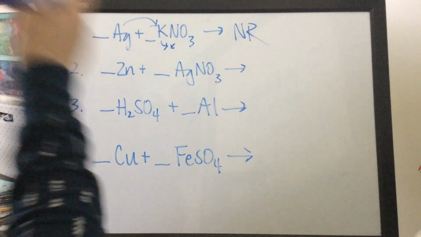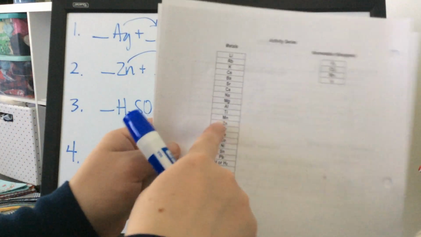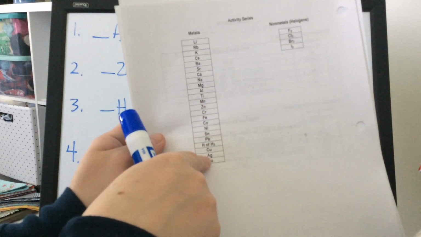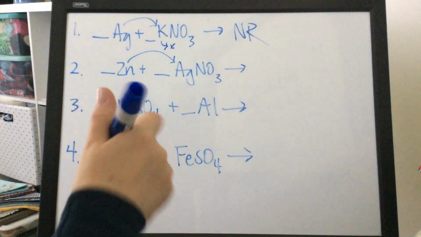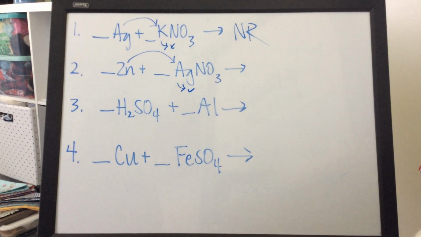Number 2, zinc kicking out silver, right? Remember, metals kick out metals. So can zinc kick out silver? I don't know. Let's go to the chart. Can zinc, there he is. Can zinc kick out silver? Yes. So this one should in fact happen. And let's think about what happens.